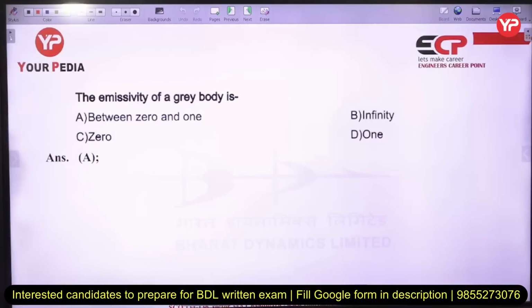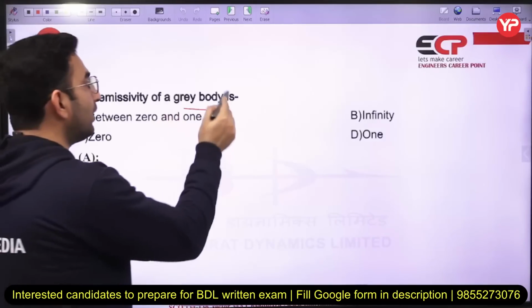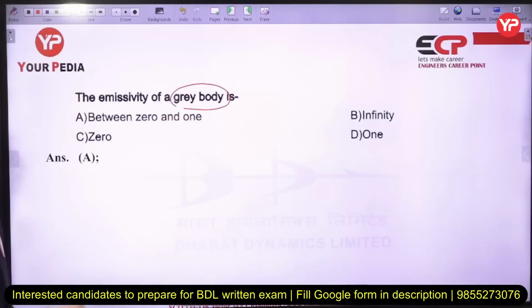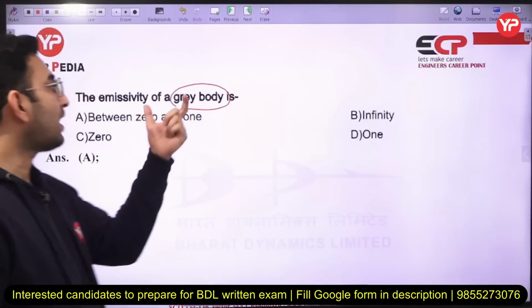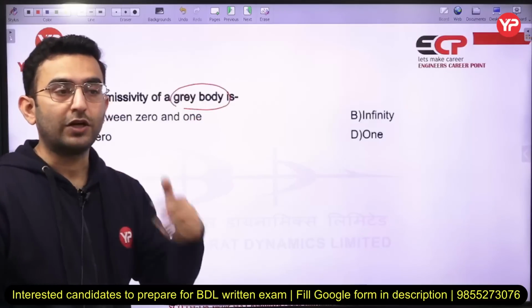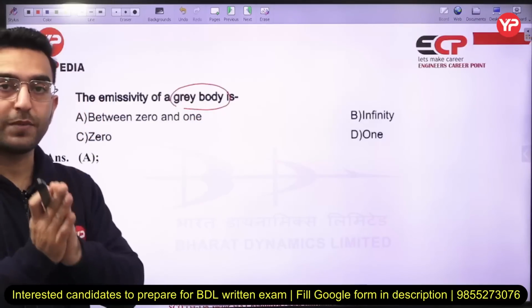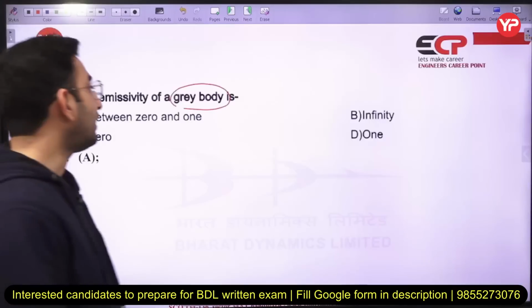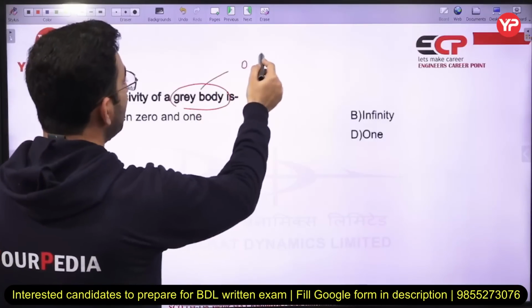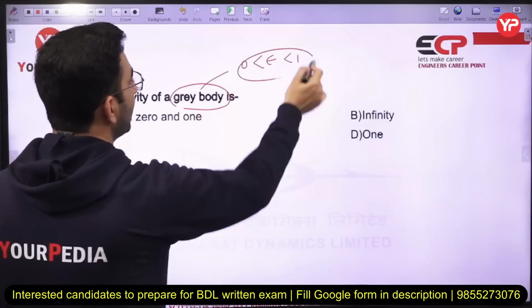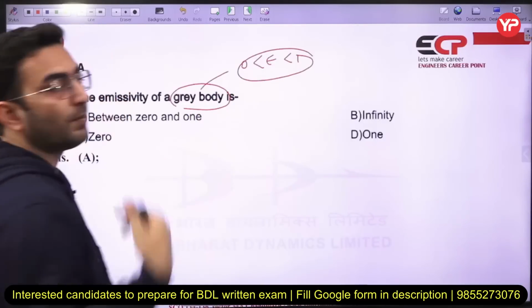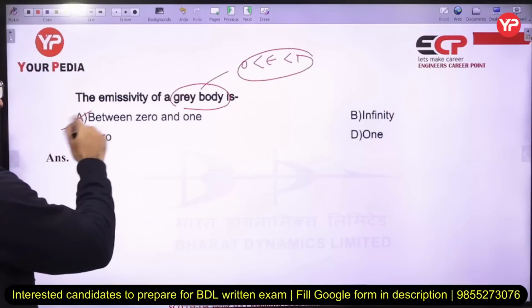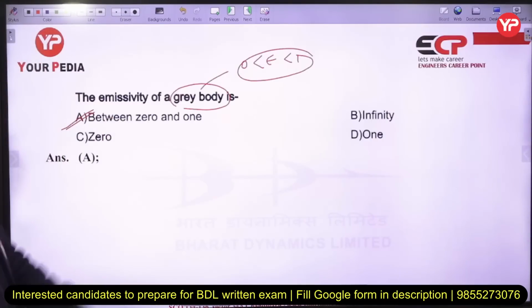Next part, the emissivity of a gray body. See, gray bodies are those bodies which have some value of the emissivity, and in this case the emissivity does not depend upon the wavelength here. It always remains constant with respect to wavelength. Its value always lies between 0 and 1 in the case of a gray body, and in the case of a black body its value is equal to 1 here. So option number A is going to be the correct answer.